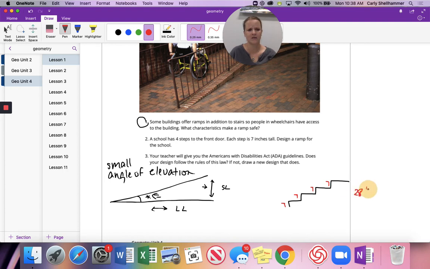Never likes it when I draw off the paper. This is where we would have a little bit of fun in the classroom. So if that's 28 inches, how long do you think the long leg should be? I don't know, definitely more than 28 inches.